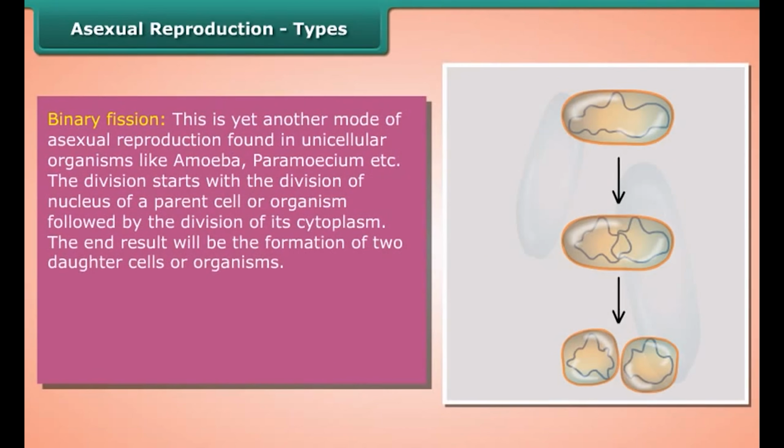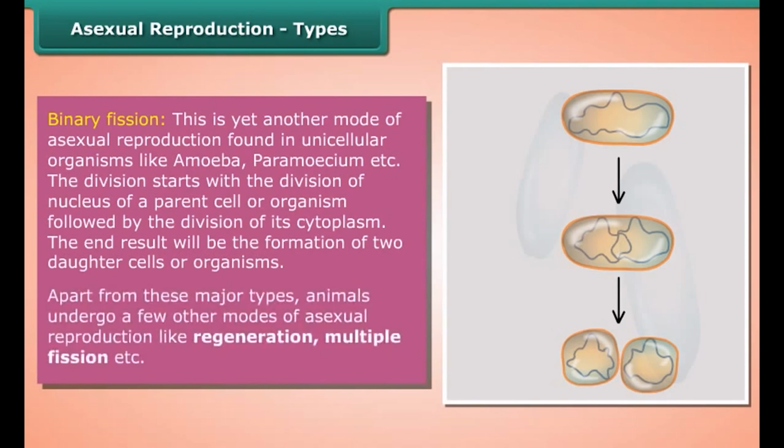Binary fission. This is yet another mode of asexual reproduction found in unicellular organisms like Amoeba, Paramecium, etc. The division starts with the division of the nucleus of a parent cell or organism followed by the division of its cytoplasm. The end result will be the formation of two daughter cells or organisms. Apart from these major types, animals undergo a few other modes of asexual reproduction like regeneration, multiple fission, etc.